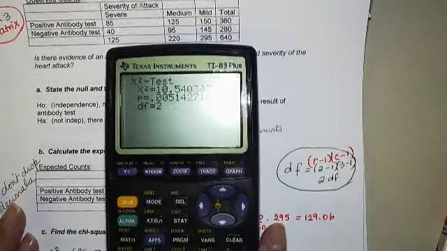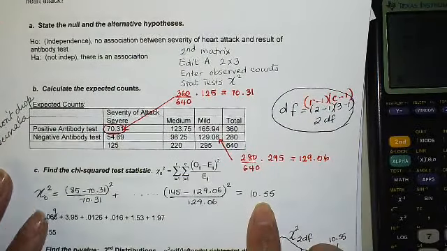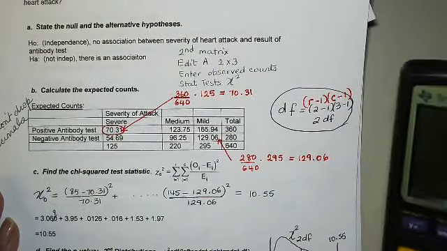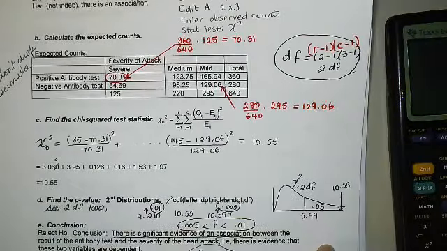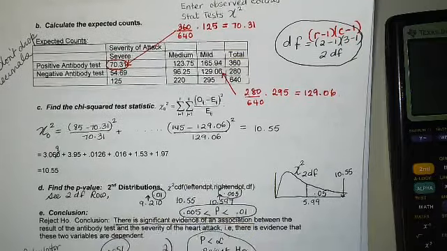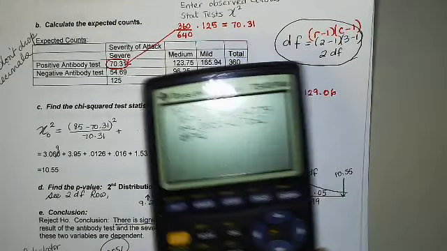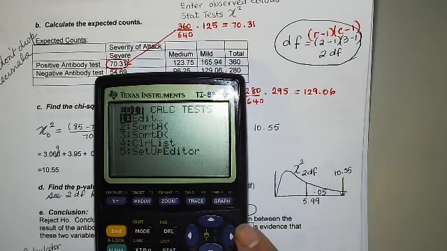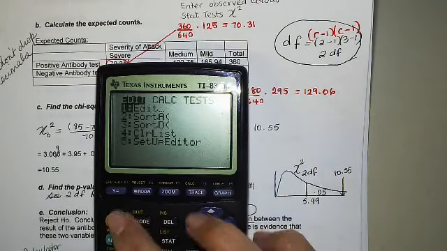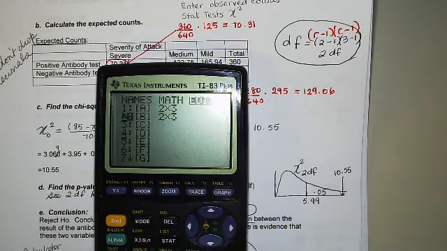Stat, test, chi-square test. Observed A, sure. Expected B, sure. Just keep hitting enter. Calculate. The chi-square test statistic is 10.54. When I did this by hand, I got 10.55. And the p-value was 0.005. Well, the calculator did the whole thing for you.